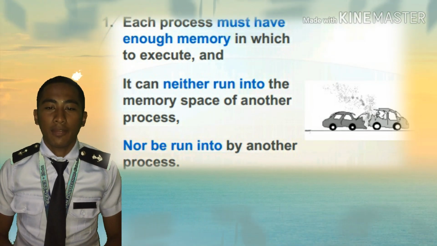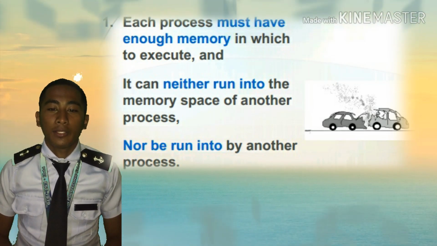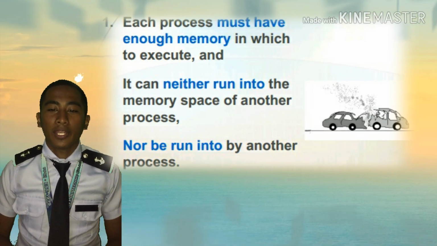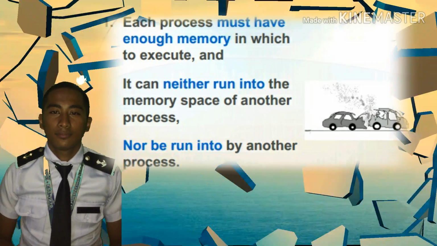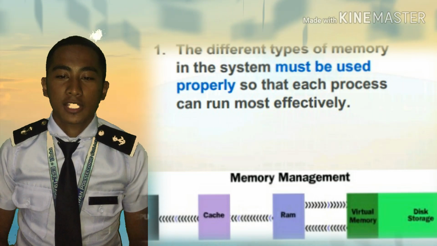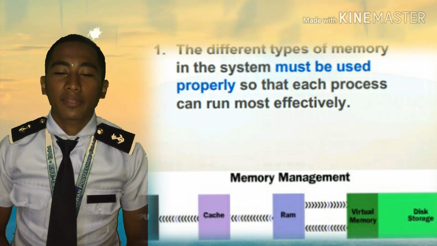Each process must have enough memory in which to execute, and it can neither run into the memory space of another process nor be run by another process. Number 1. The different types of memory in the system must be used properly so that each process can run most effectively.